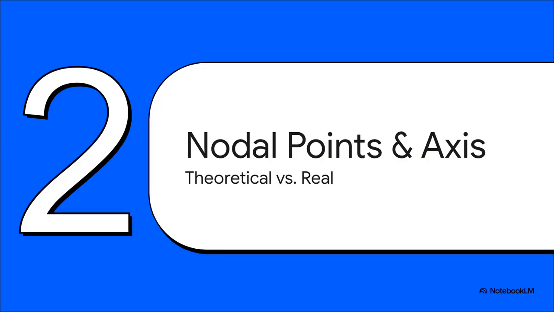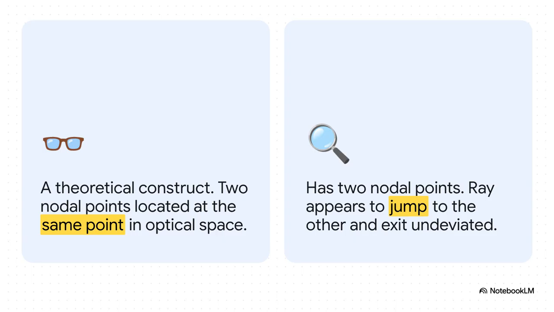Moving on to part 2, nodal points and the lens axis. Let's put this into physical space. Okay, examiners absolutely love to test your transition from theoretical physics to clinical reality. Notice the contrast we have here. A thin plus lens is really just a theoretical construct. We use it to simplify teaching, right? Its two nodal points occupy the exact same spot in optical space. But real lenses, the thick lenses you actually prescribe in clinic, contain two distinct nodal points.